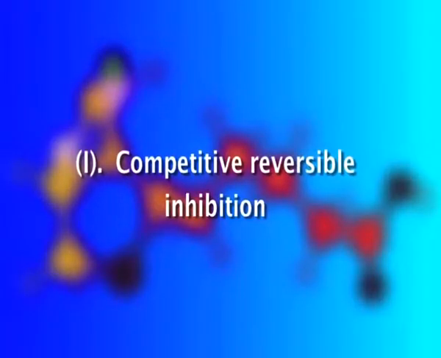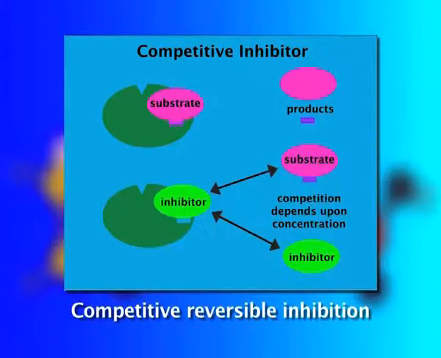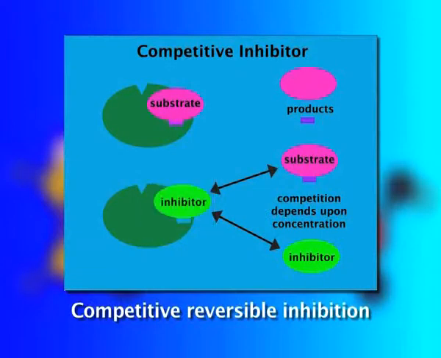These are competitive reversible inhibition. A competitive inhibitor binds at and blocks the binding site of substrate on the enzyme. Most of them resemble the substrate and combine with the enzyme to form an enzyme inhibitor complex, but don't lead to catalysis. By adding more substrate, its combination with the enzyme is favored.